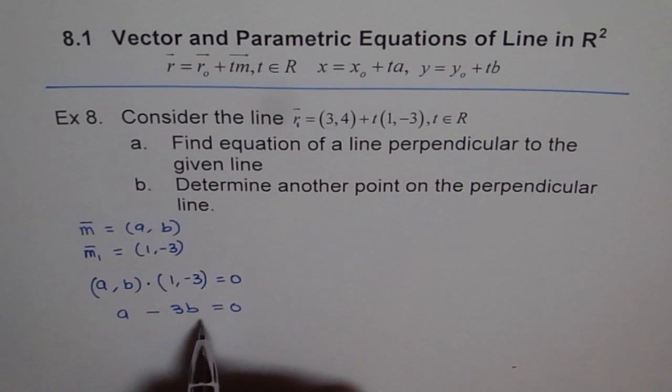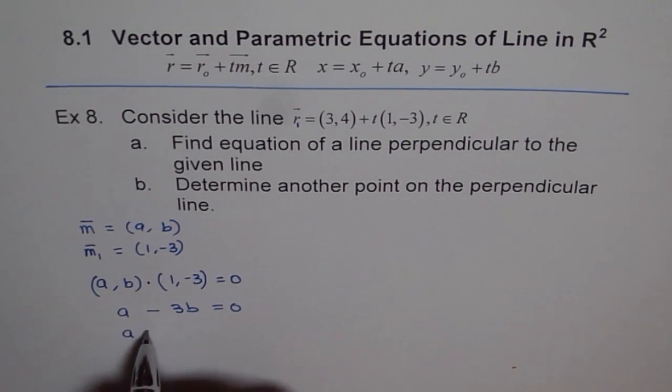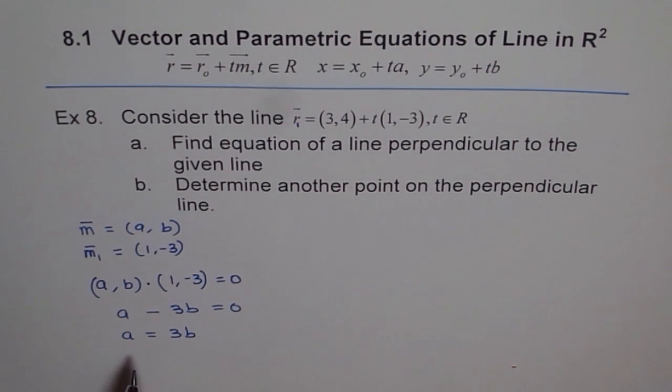So let me write it like this first: a equals 3b. That is a relation between a and b. As you can see in a triangle, if I draw a slope, 3b is kind of the ratio of a over b. That makes sense, do you see that? It could be any number. So that is the concept which we use here.